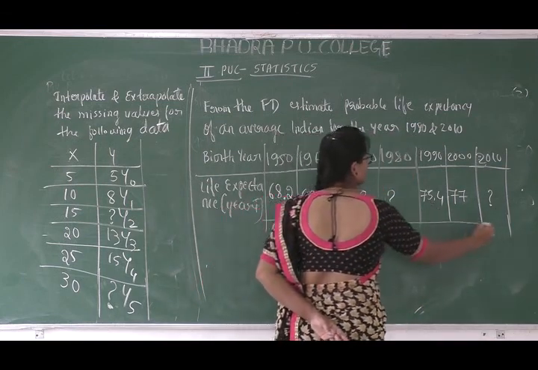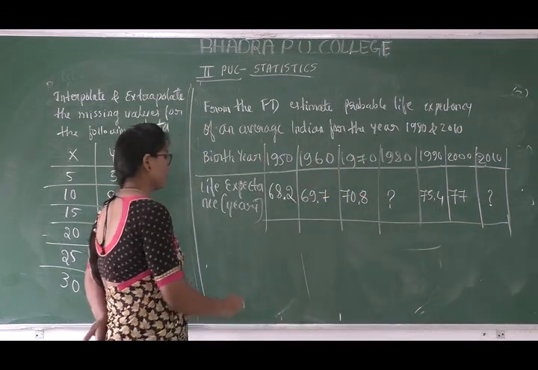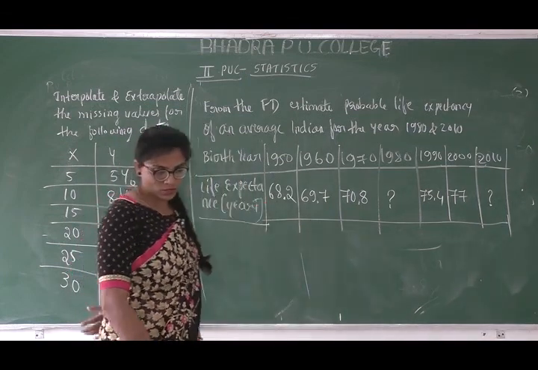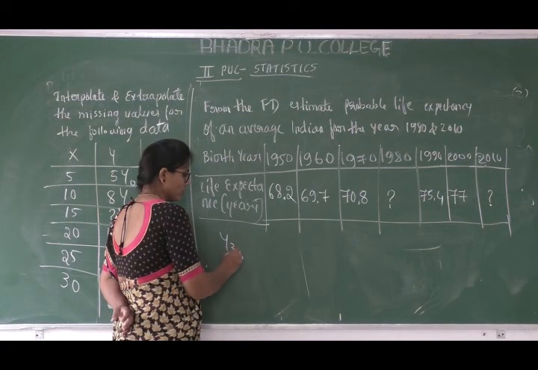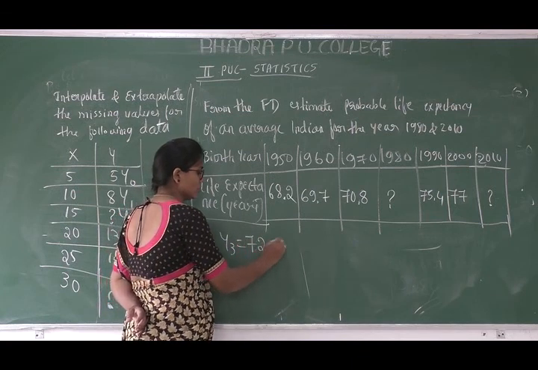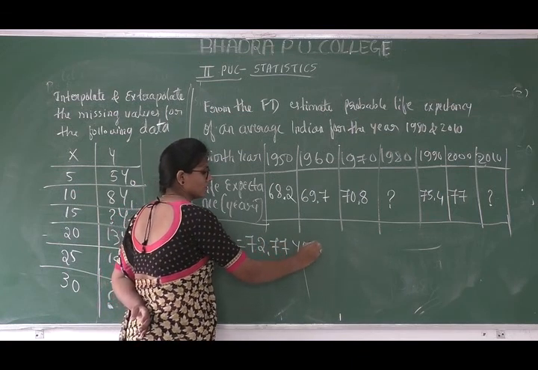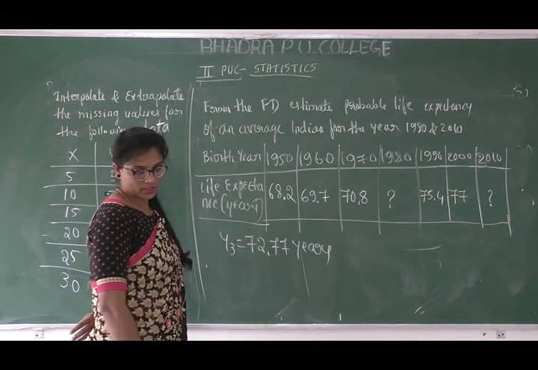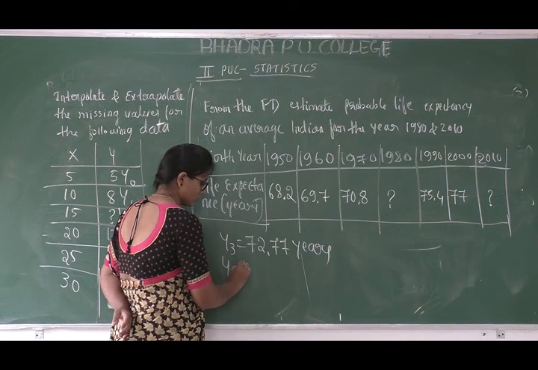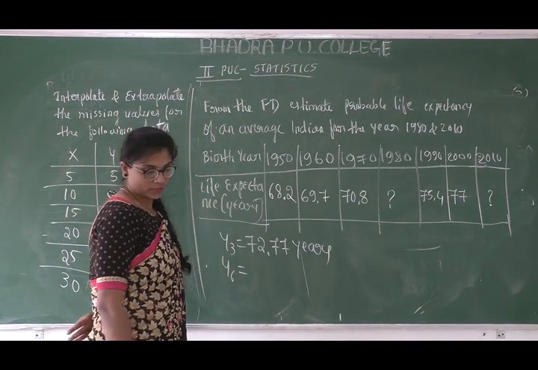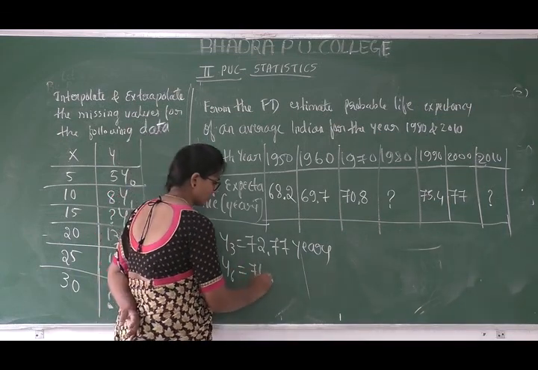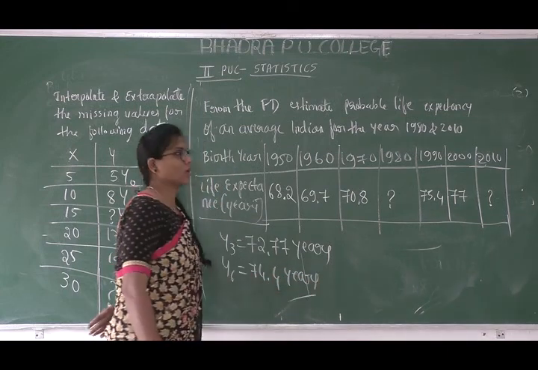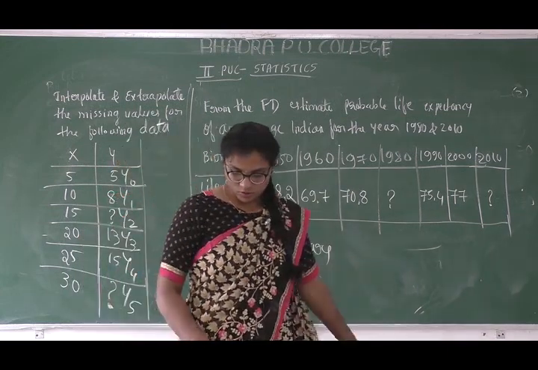Okay, for this the answers are y3 is equal to 72.77 years, and next y6 is equal to 74.4. Okay? So solve the problem.